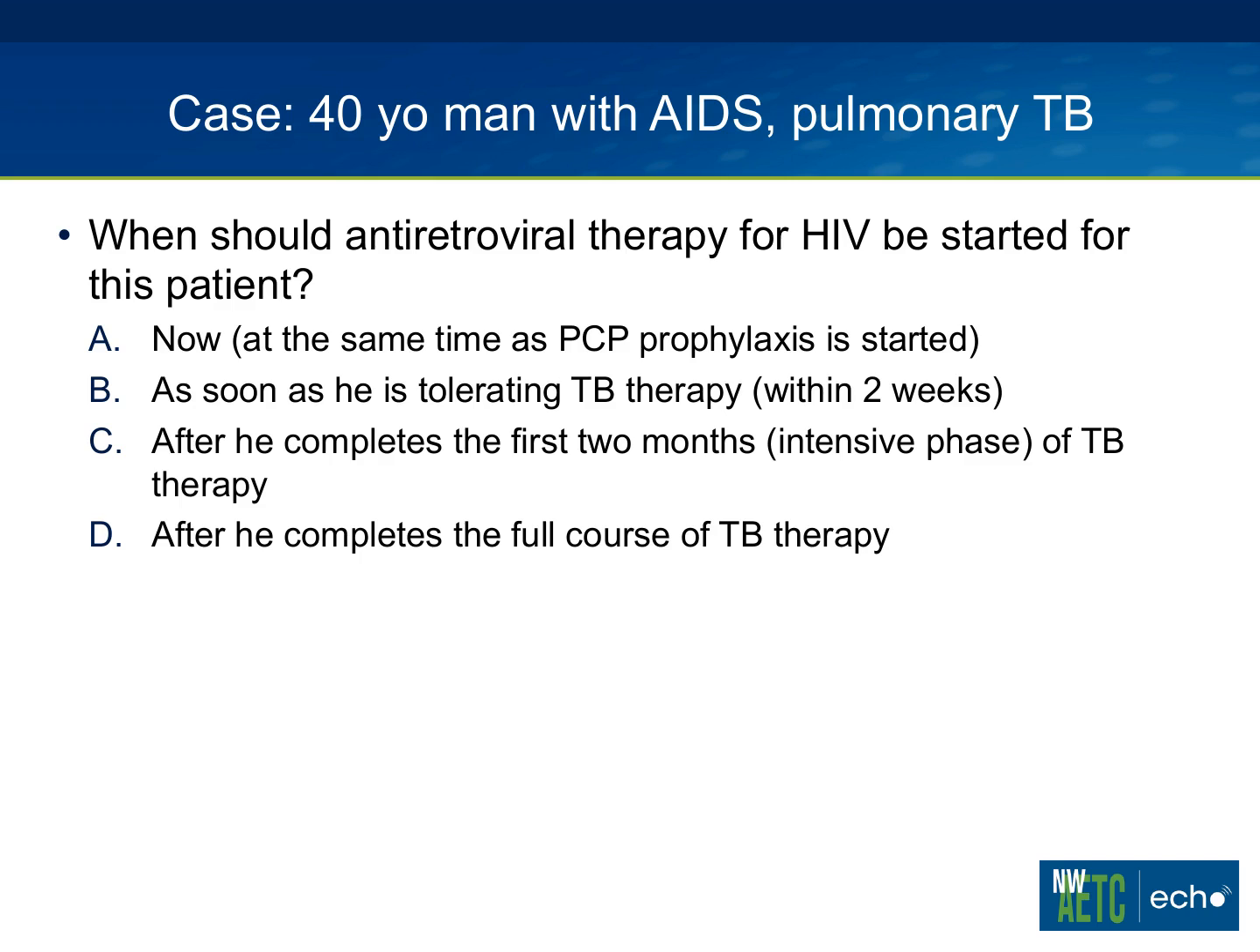And recall that the TB therapy consists initially of 2 months of 4 drugs, and after that first 2 months, we reduce to just 2 drugs. Or should we defer initiation of antiretroviral therapy until after he completes the full course of 6 months of tuberculosis therapy?